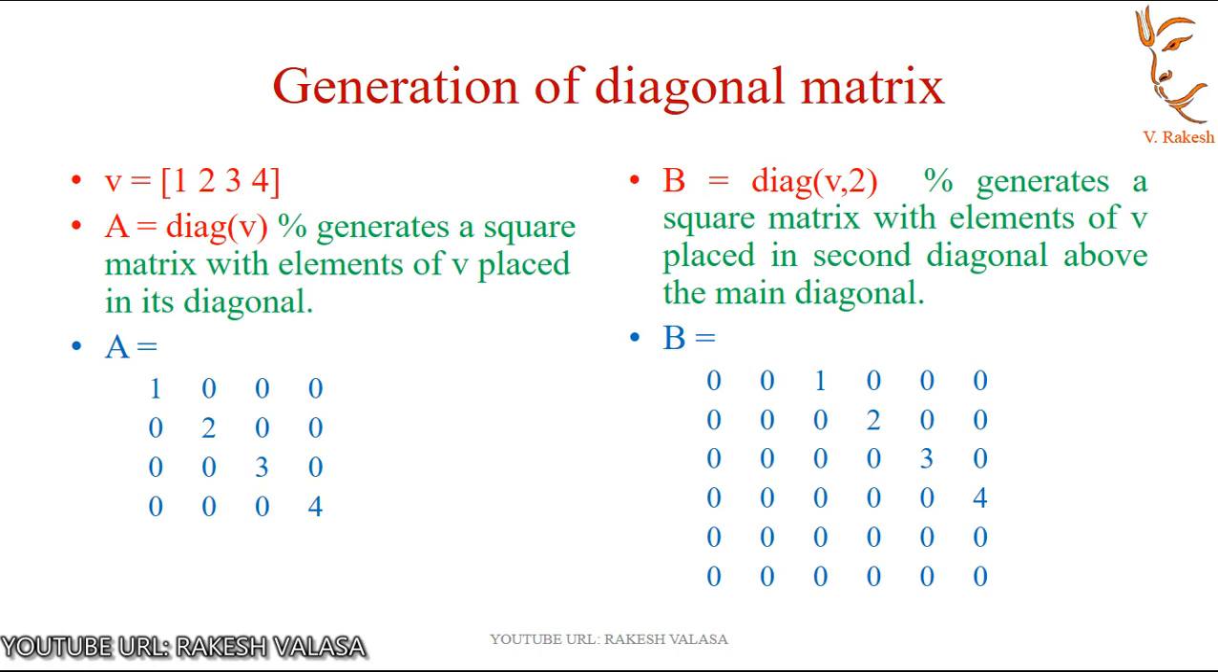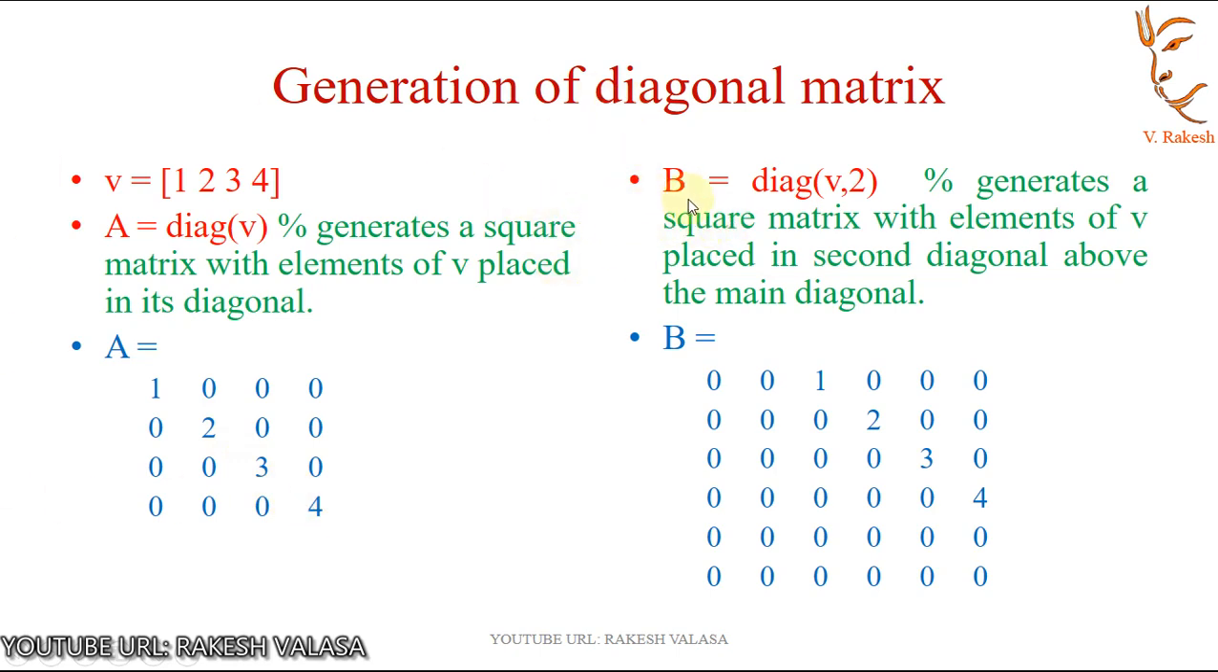Today I am going to explain generation of diagonal matrix. For example, I am taking v equal to the vector 1 2 3 4. These are the numerical values 1 2 3 4. For generating a diagonal matrix, I am using the syntax A equal to diag of v. It generates a square matrix. That means the elements are 4, so it generates a 4 by 4 square matrix with elements of v placed in its diagonal. See this answer. In this diagonal, we have the given numbers, that is 1 2 3 4.